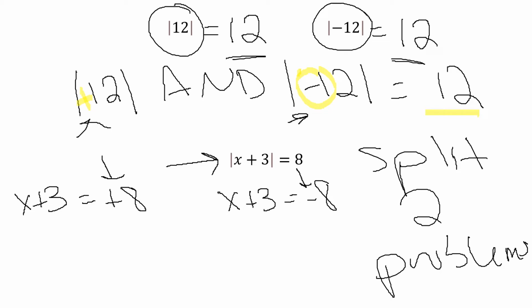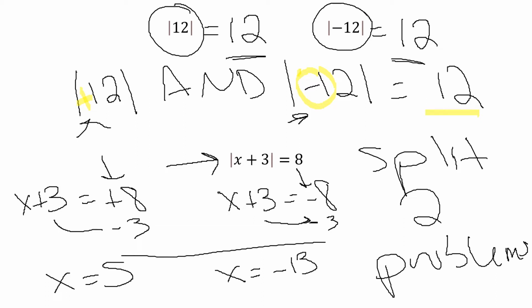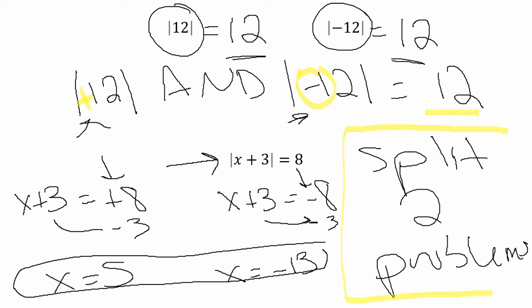Most of these will be very simple to solve. I'm going to move this 3 over and subtract it. So x can equal 5. Move this 3 over and subtract it, and in this case, x equals negative 13. So both of these values are going to be my answer. We're going to do a couple of these, but what you have to remember is in order to solve these, I'm going to split into two problems, one with a positive answer, one with a negative answer, because the absolute value can be the positive or the negative.